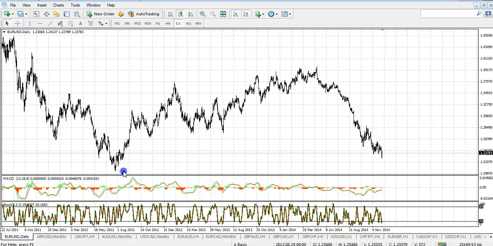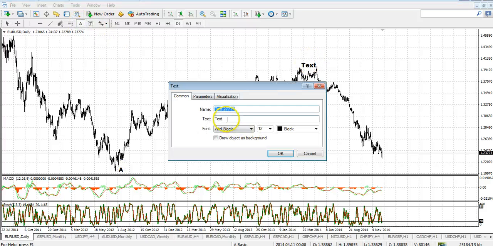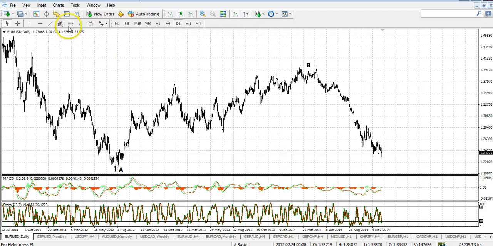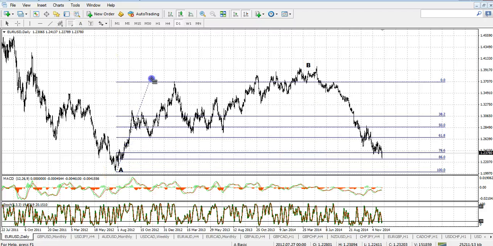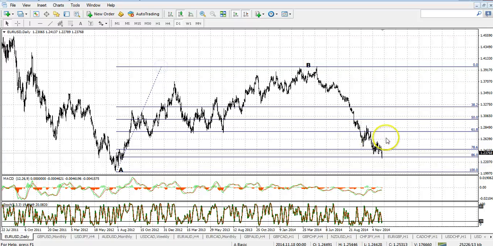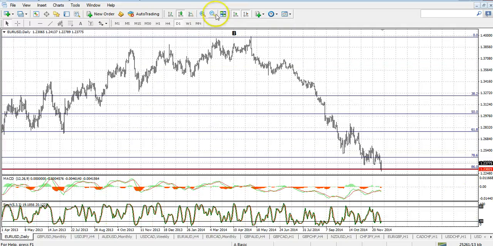Okay, my A down here. My highest high from the last low is my B. That's what we're putting right up here. So now if I connect the A to the B, okay, I can see that currently the price is at a 86 Fibonacci level.